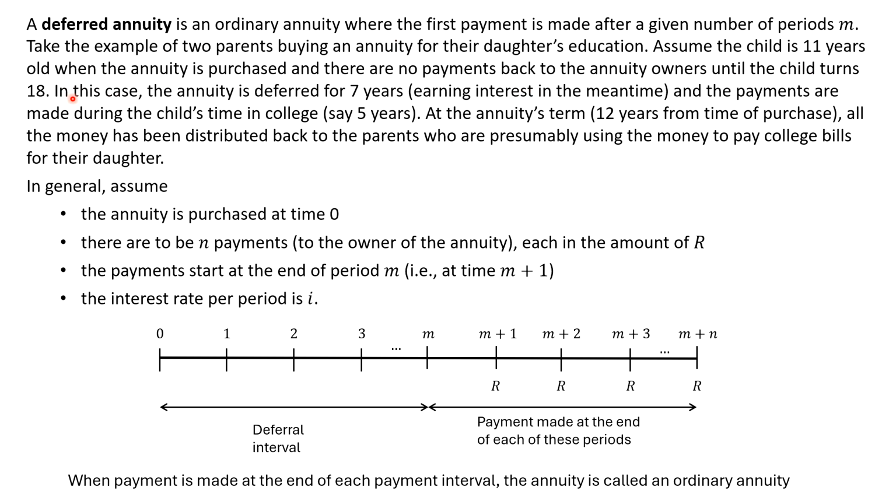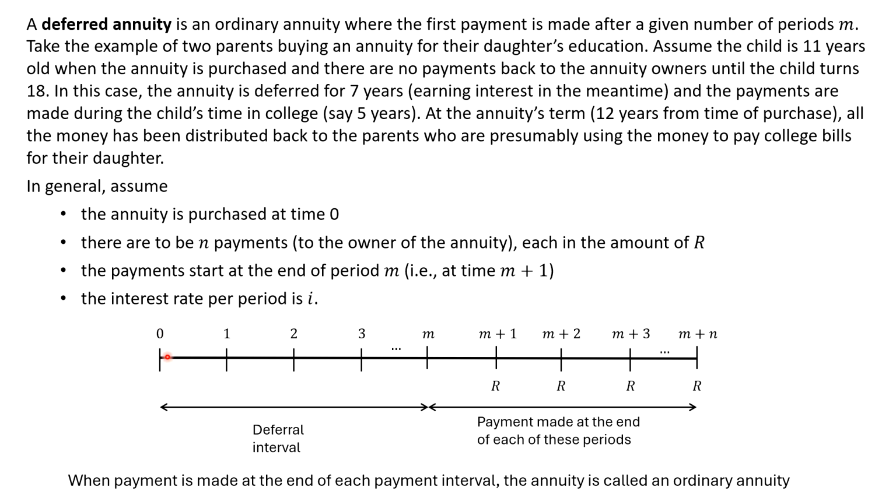In this case, the annuity is deferred for 7 years, earning interest in the meantime, and the payments are made during the child's time in college, let's say 5 years. At the annuity's term, 12 years from the purchase, in other words the 7 plus the 5, all the money has been distributed back to the parents, who are presumably using the money to pay college bills for their daughter. So I drew the picture here.